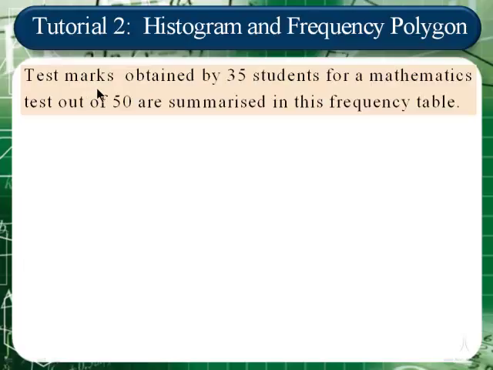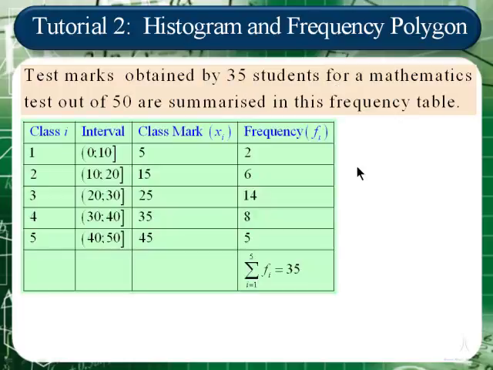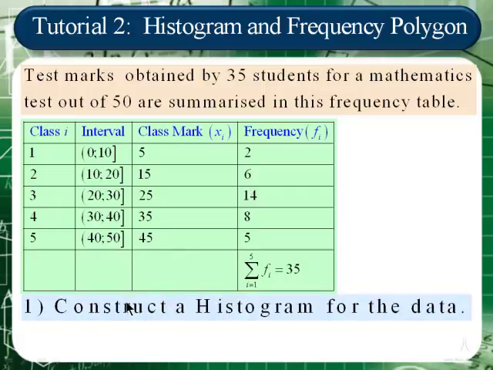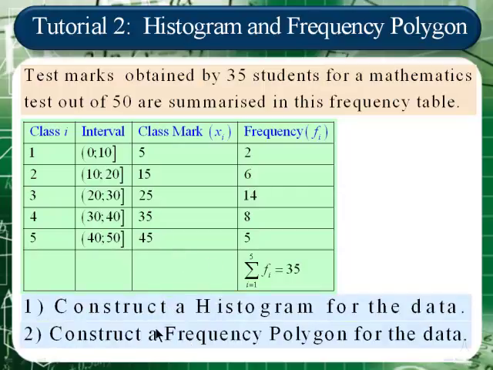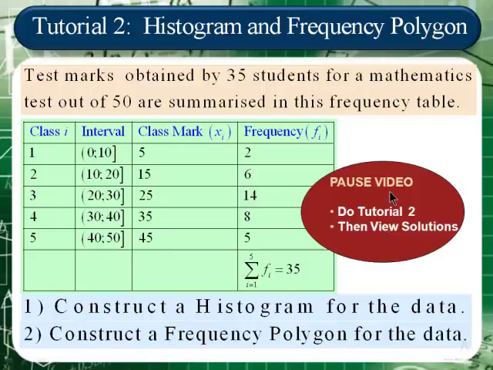If we go back to our example, where we have the test marks obtained by 35 students for a mathematics test out of 35, and we have this frequency distribution table. All I did here is add an additional column in which we have the class mark, or the midpoint of each interval, indicated. So it's expected of you to construct a histogram for the data as well as a frequency polygon for the data. I suggest that you pause the video, do tutorial 2, and then come back and view possible solutions.